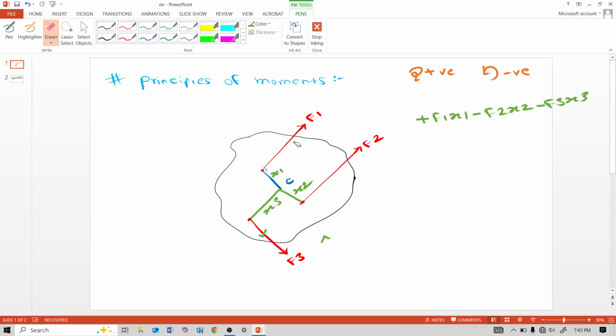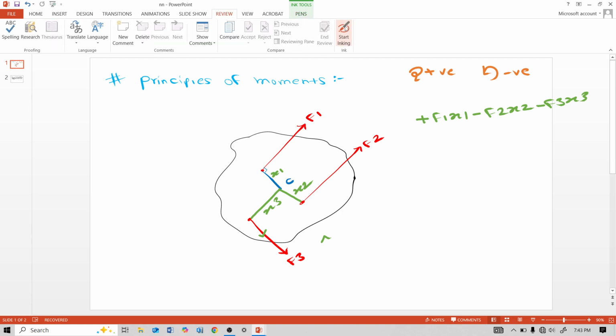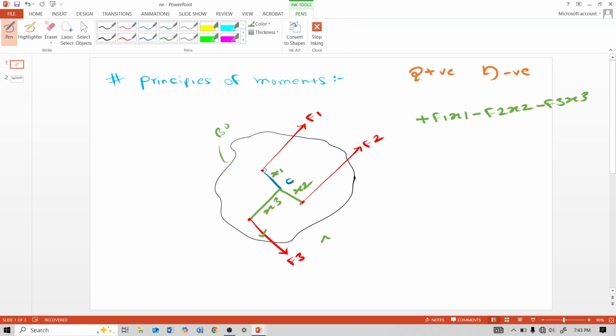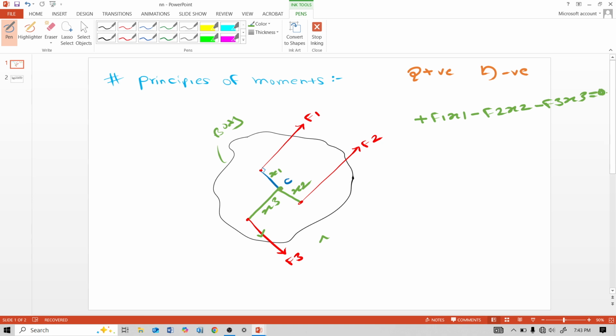So due to forces F1, F2, F3, this body is in equilibrium. And the moments of all forces F1, F2, F3 at the same point C, see, this C point is the same, equal to 0. This is nothing but the principle of moments.